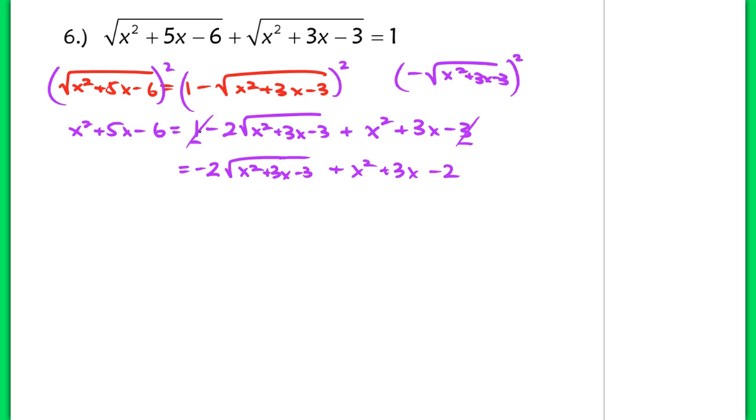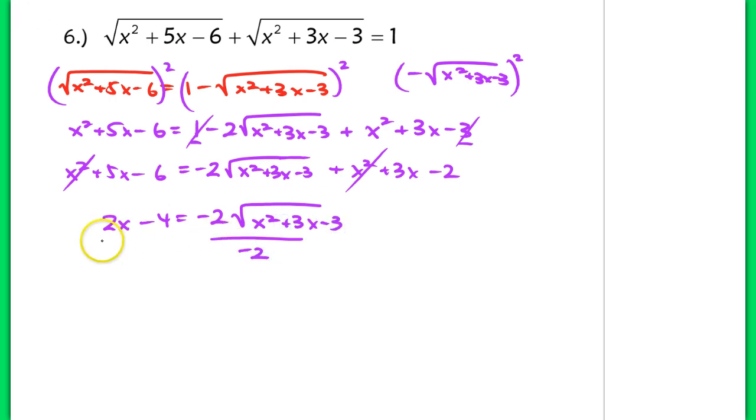Okay, now on the right-hand side, since I have that x squared, those will cancel these out if I try to move it to the other side. And then if I move that 3x to the other side, I have 2x. If I add the 2 to the other side, now I have minus 4. So I have 2x minus 4 equaling negative 2 times the square root of x squared plus 3x minus 3. Now in this case, I'm going to divide by negative 2 so I can isolate that radical completely, because here I see that if I try to divide 2 and negative 4 by negative 2, I'll still get some nice integers. So on the left-hand side, I'll end up with negative x plus 2, and on the right-hand side, I'll have root x squared plus 3x minus 3.